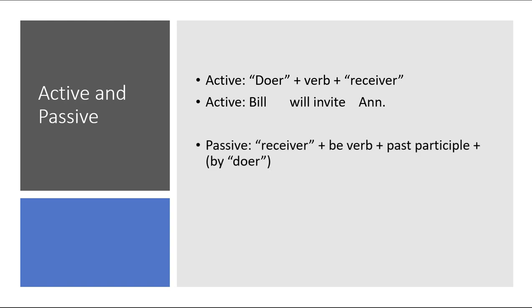For passive sentences, the doer and receiver are switching locations. The structure begins with the receiver, then there is a be verb that is conjugated according to the tense needed. Next is the past participle. Finally, you can write by plus the doer. However, it is optional. The active sentence example, when changed to passive, reads, Anne will be invited by Bill.